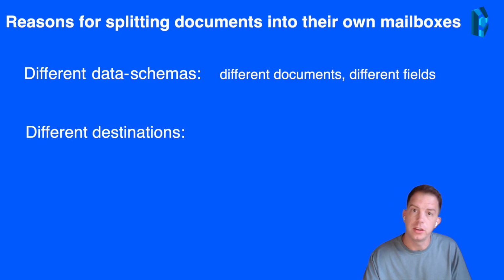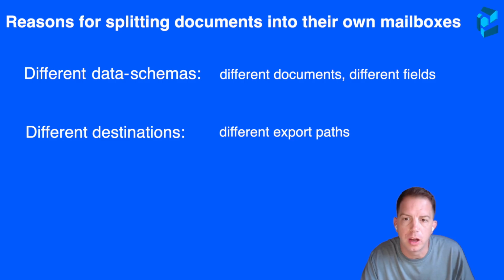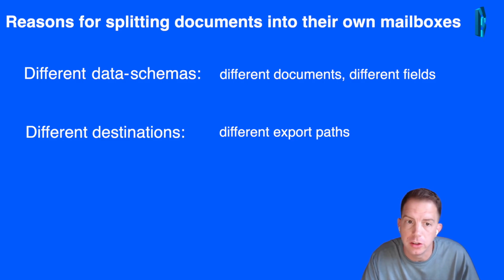Case two, different destinations. If documents need to be exported to different systems, separate mailboxes can make export configuration much easier. For example, invoices going to NetSuite, receipts going to an expense system, statements going to a database, and so on. Each mailbox can have its own export settings.